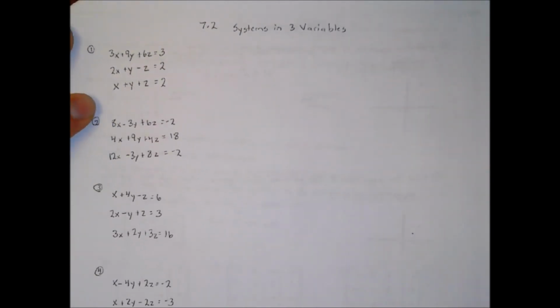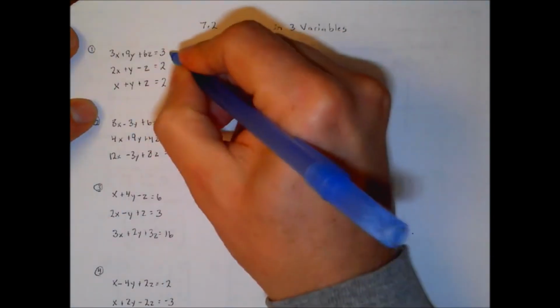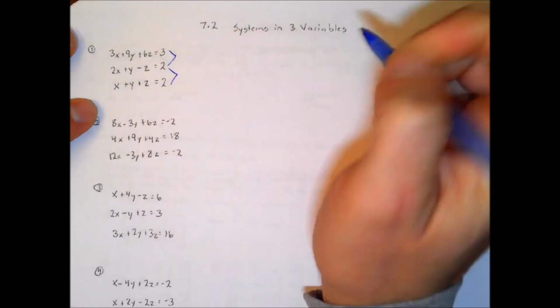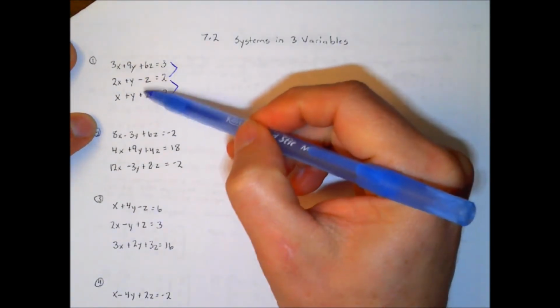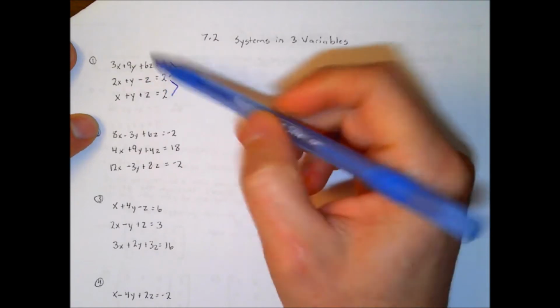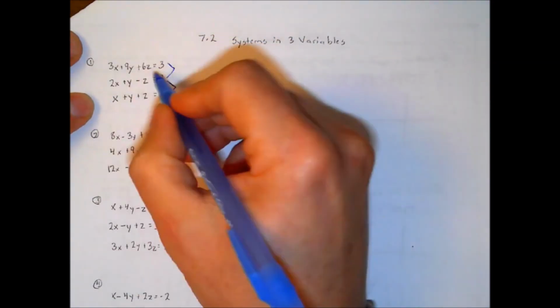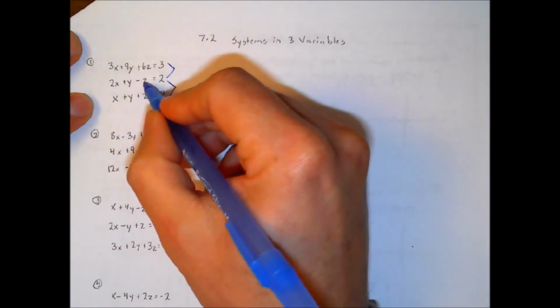So I'm going to take the first two and I'm going to take the second two. It really doesn't matter which ones you pick, but I noticed that the y's are pretty easy to get rid of here, so I'll get rid of the y's there as well. Do x's or y's, or there's a lot of different ways you could do it, but I'm going to choose z's here. Okay, so first thing, to eliminate the z's, I'm going to get this to be 6 and then negative 6. So this is 3x plus 9y plus 6z is equal to 3.